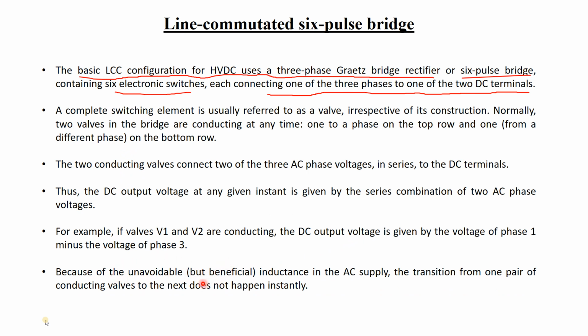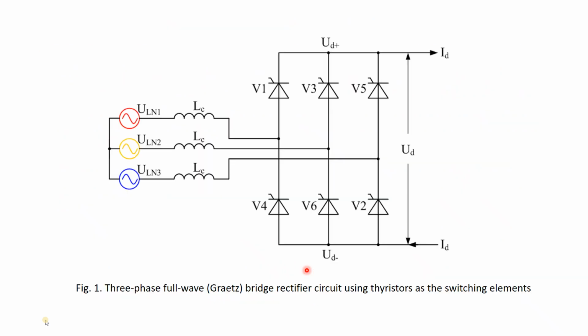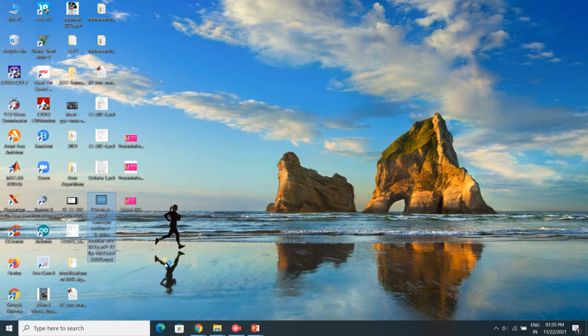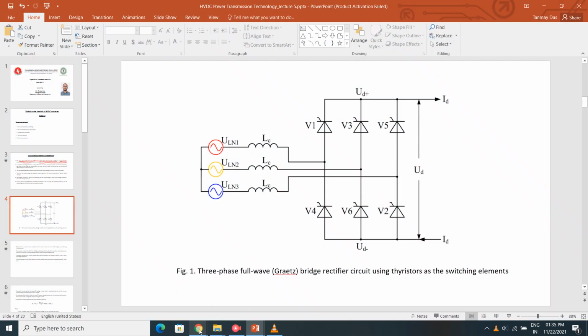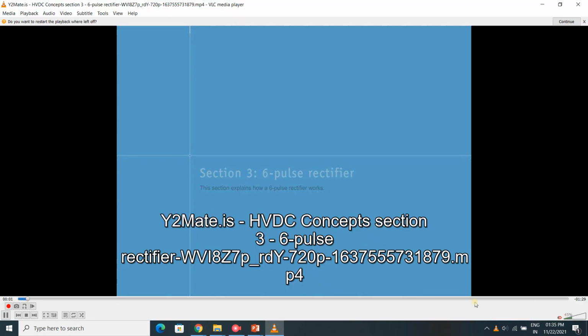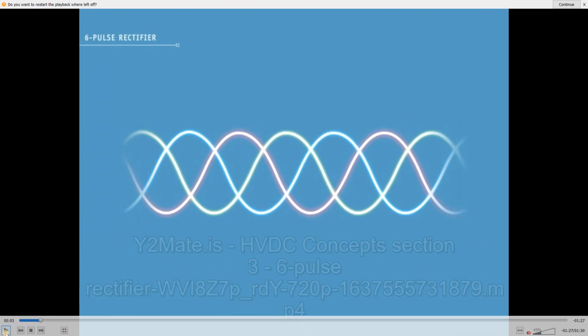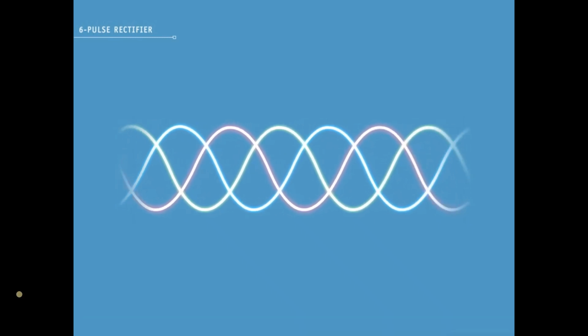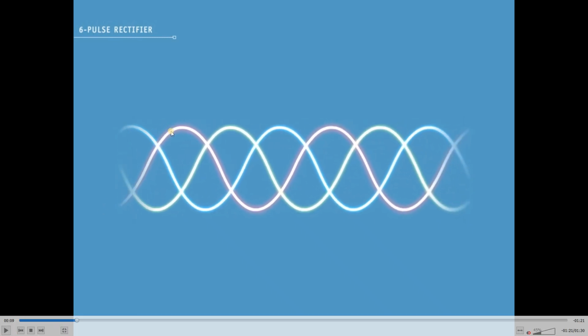Because of the unavoidable inductance of the AC supply, the transition from one pair of conducting valves to the next does not happen instantly. Now I think I need to show you the video, because otherwise the operation is hard to understand. So I think it is visible. You can see the video effect also.